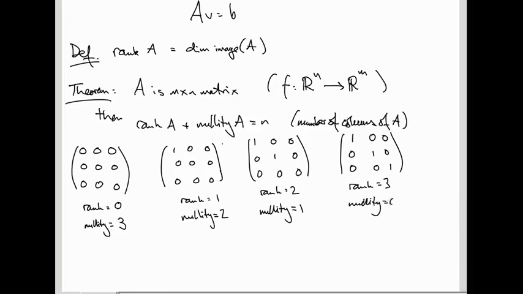because what things map to the origin under the identity? Well, the origin does, and nothing else. So it's just a zero-dimensional space. So as you can see, in this sequence of examples, as the rank goes up, the nullity goes down. As the nullity goes up, the rank goes down.